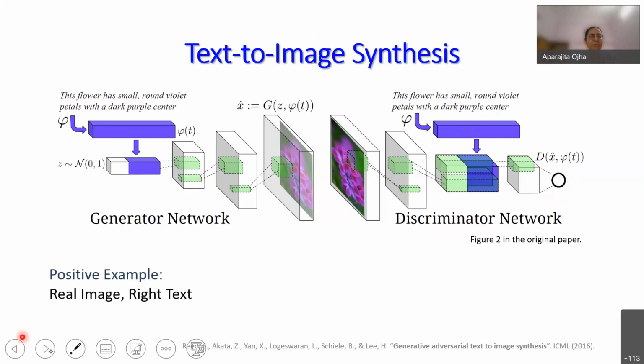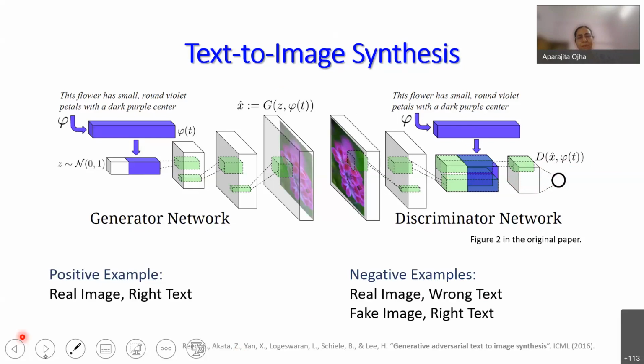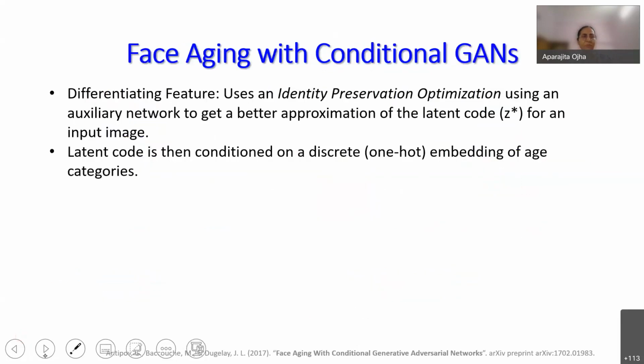So positive examples are a real image and the right text. Negative examples are a real image with the wrong text, or a fake image with the right text. That can also be negative examples.